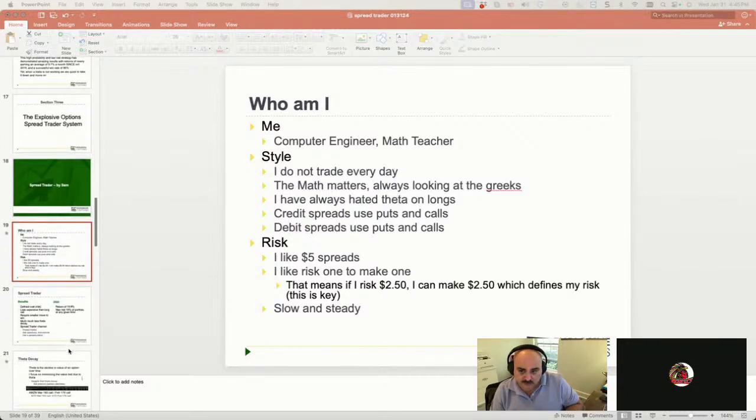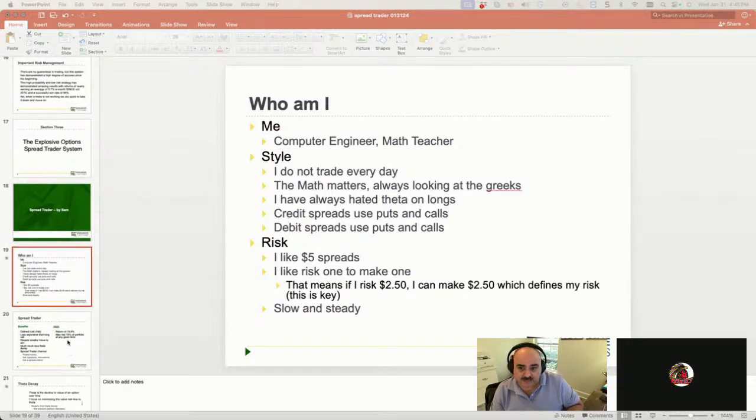As far as risk goes, I like $5 wide spreads. I use them mostly. And I also like the risk one to make one idea, whereas you're putting out a risk for 250 and you can make 250. And also, slow and steady is the pace. You need a lot of patience to trade spreads.